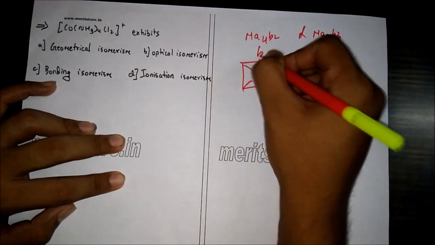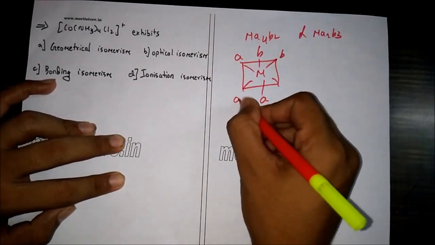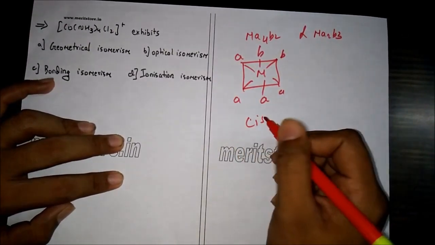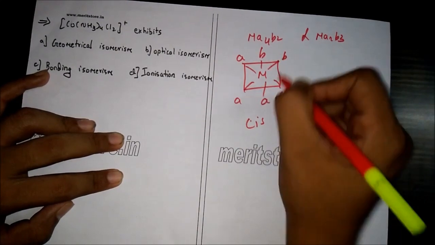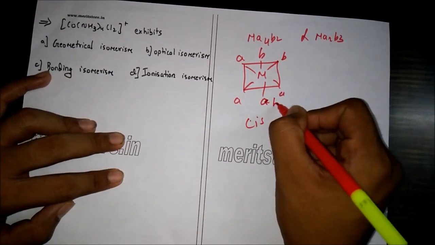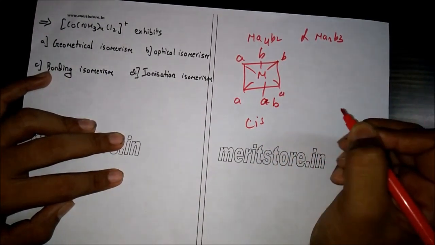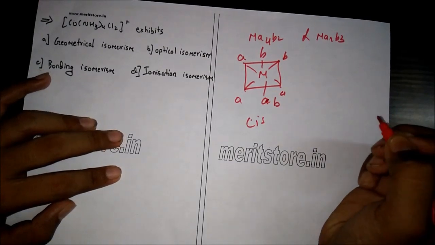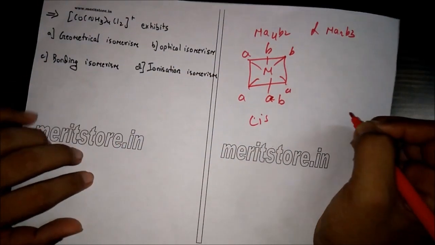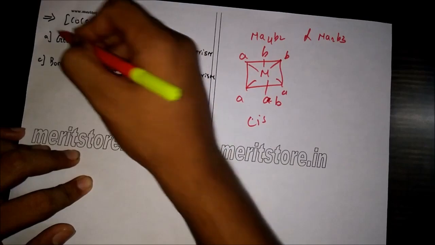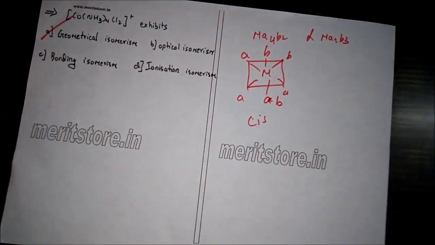So A will be here, B, B, A, A. This is the cis. And we obtain the trans isomer by removing A from here and putting B here. Therefore, this is how we get the cis and trans isomers. And therefore, they show geometrical isomerism, which is option A.